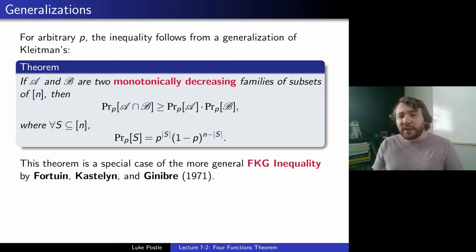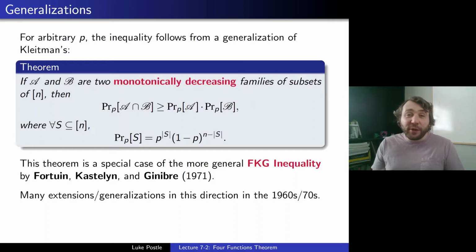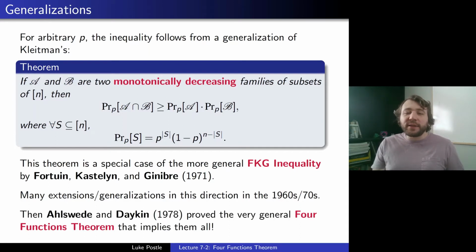And this theorem is a special case, we should note, of the more general FKG inequality by Fortuin, Kasteleyn, and Ginibre. So we'll be studying the FKG inequality next time. But before we do that, we will actually concentrate, in order to prove it, on something even more general. We'll note that there were many extensions and generalizations in this direction in the 1960s and 70s. So you saw Kleitman's lemma in '66. Harris had the first such one in '60. FKG came along in '71, and this was all generalized by Ahlswede–Daykin in 1978, who proved the very general Four Functions Theorem that implies them all.